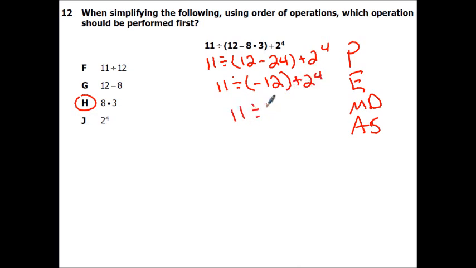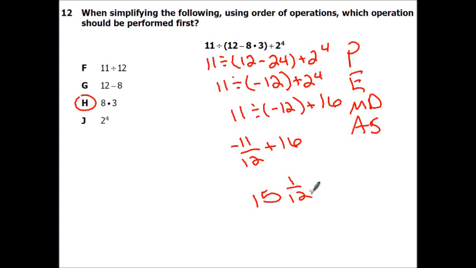11 divided by negative 12 plus 2 to the 4th would be 4, 8 would be 16. 11 divided by negative 12 would be a negative 11 twelfths plus 16, which would just give me a 15 and 1 12th. But we just did that just because we like to do math. But the first thing we did was 8 times 3.